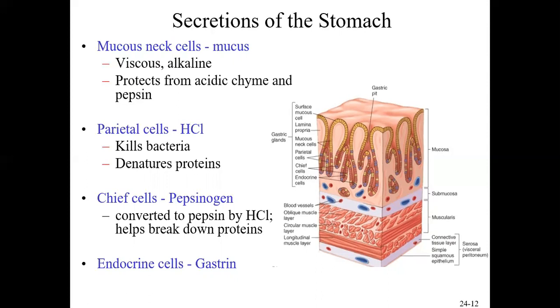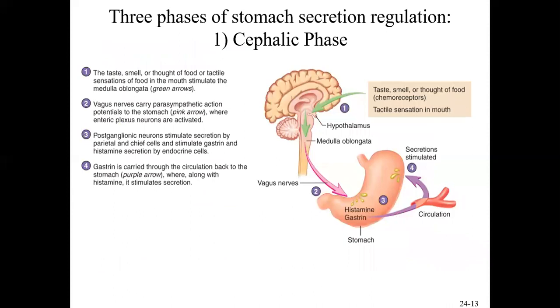Then you also have an endocrine type of cell here that's producing a hormone called gastrin. We'll talk about gastrin in a few minutes because it relates to the release of these secretions. So let's look at the 3 phases of stomach secretion regulation. The question this is trying to address is what's causing stomach secretions to be released.